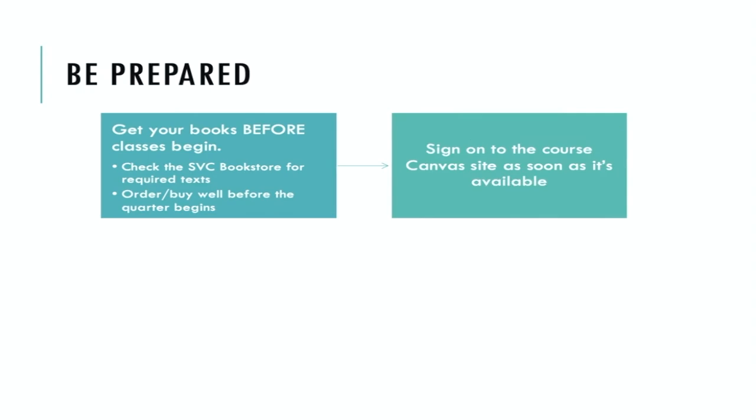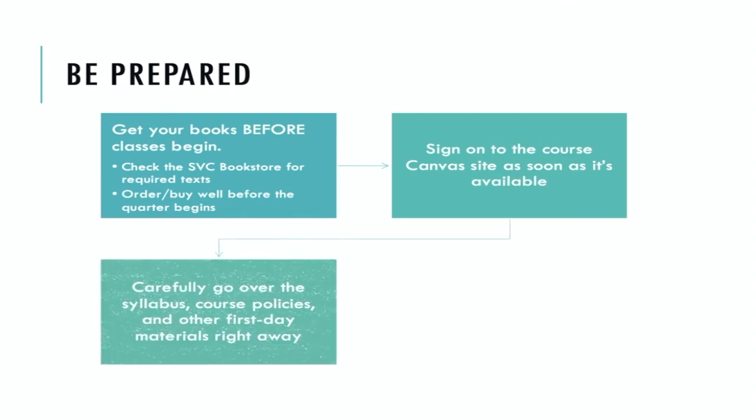You should also sign on to your course Canvas site if it has one as soon as it's available. Some instructors make them available on the first day of classes and others many days before. Look through the site to get a sense of how your instructor is using Canvas. In Canvas, or as soon as they're made available to you in class, carefully go over the syllabus and course policies along with any other first day materials your instructor assigns. Remember, a syllabus is a contract for the class. It's a very important document. You'll want to save a copy for easy access. Put a paper copy at the front of your notebook or save an electronic version where you can get at it quickly.